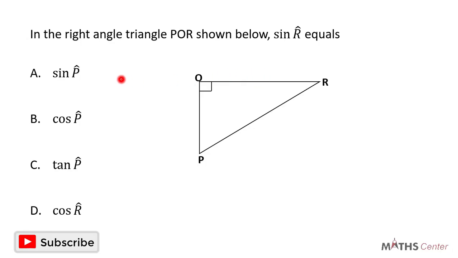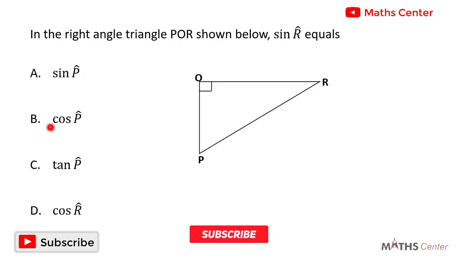In the right angle triangle POR shown below, sine R equals, we have four options here. The first one is sine P, the next one is cos P, the third one is tan P, and the fourth one is cos R. To solve this, we will first find sine R, and then after that we will find sine P, cos P, tan P, and cos R. Then we will pick the one that is the same as sine R.